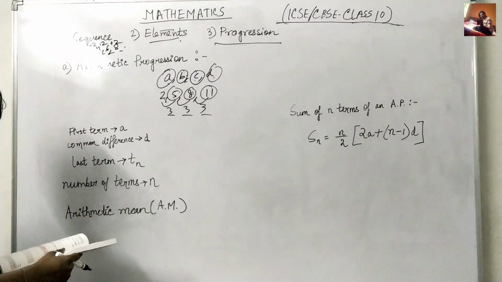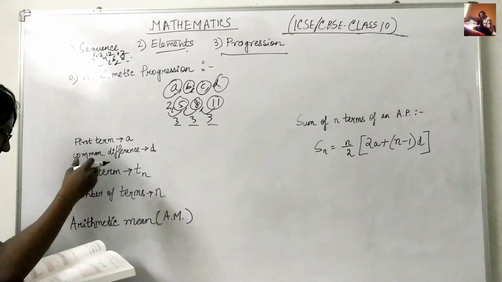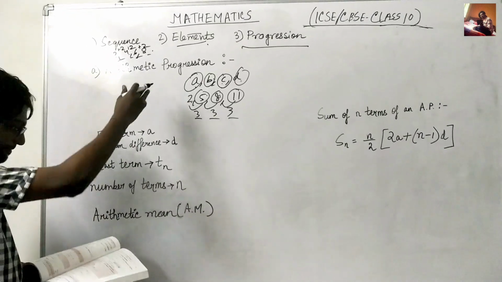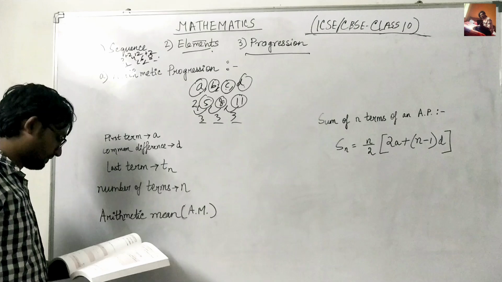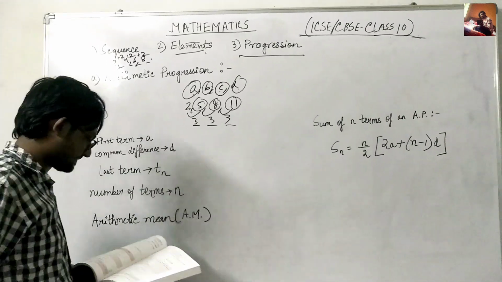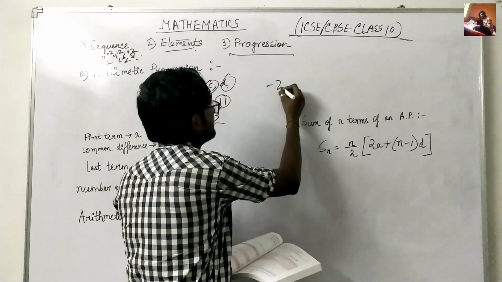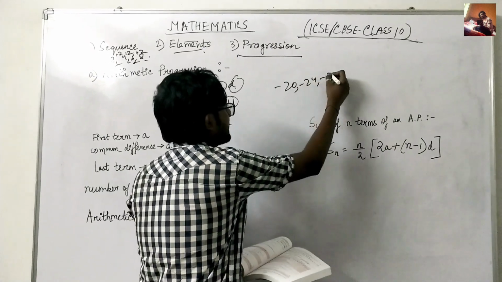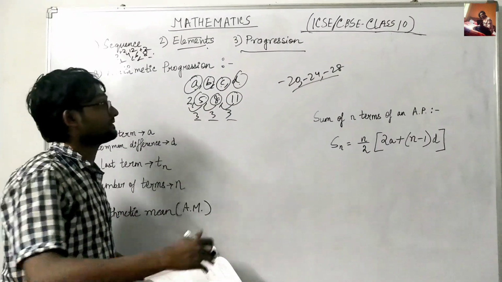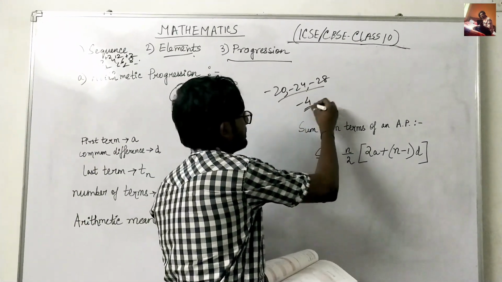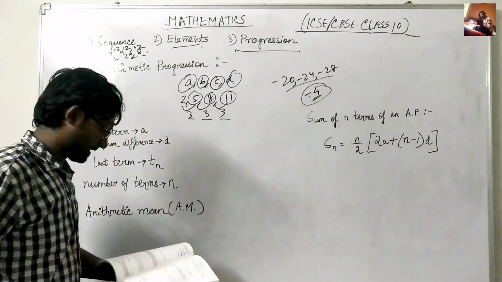Now we'll come to some basic terminologies of arithmetic progression. First, one thing I am going to tell you is that it can be minus and plus as well. For example, minus 20, minus 24, minus 28. This is also in arithmetic progression. Over here the common difference is minus 4. So negative can happen, positive can also happen.